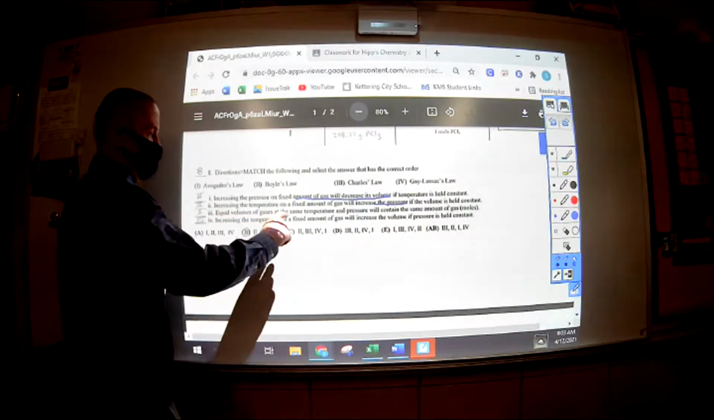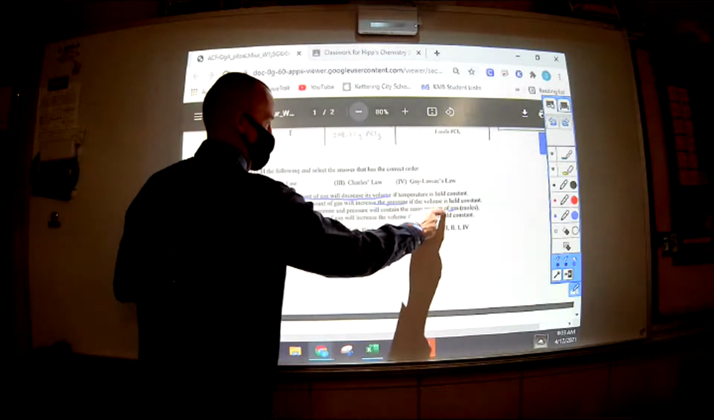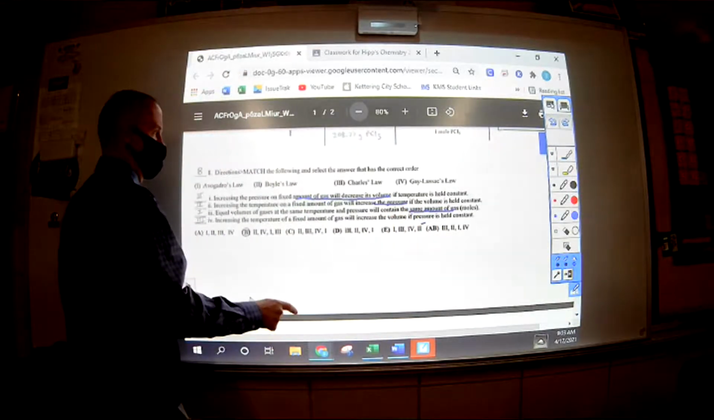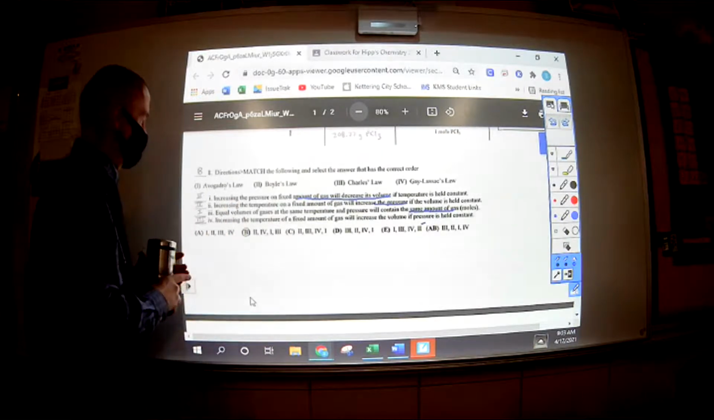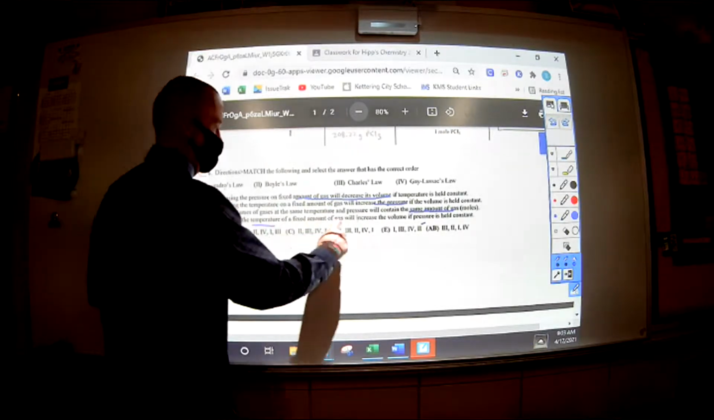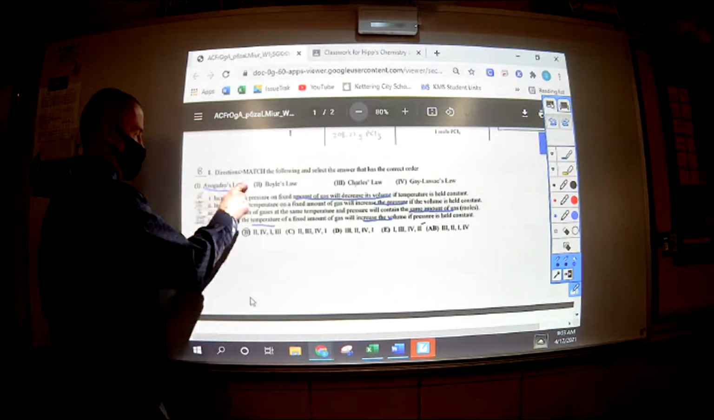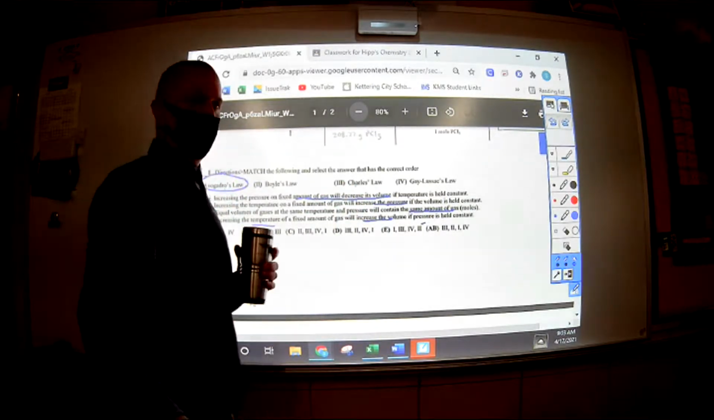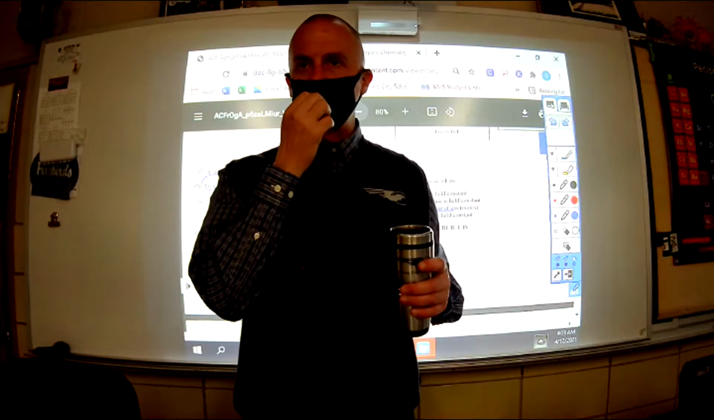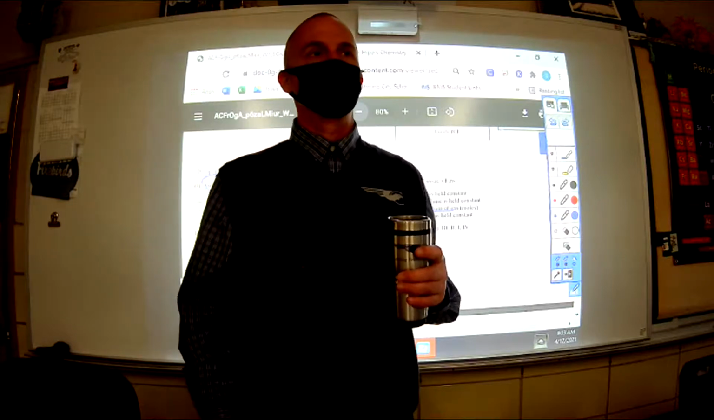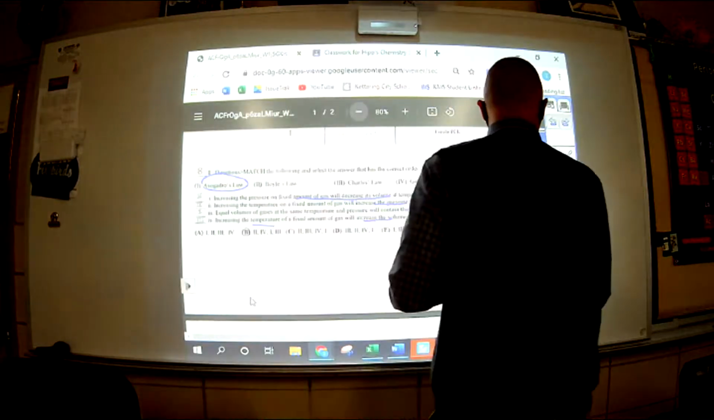Equal volumes at the same temperature and pressure will contain the same amount of gas. That's Avogadro. And finally, increasing the temperature will increase the volume. That's Charles. So Avogadro just says equal volumes at equal conditions contain equal gases. In other words, the volume of a gas depends on how much gas you have. The more gas you have, the greater the volume will be.